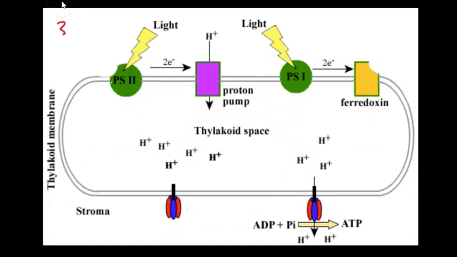Step 3. The accumulated protons within this space here creates a high concentration of protons here and a low concentration of protons in the stroma. So in effect we have a concentration gradient.